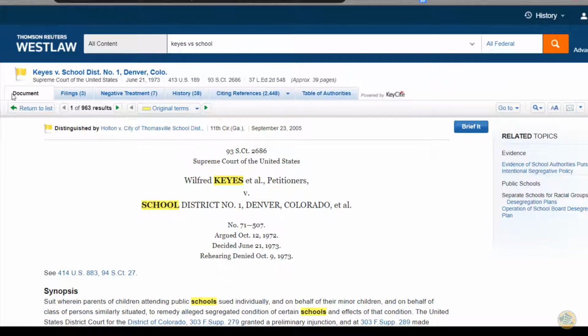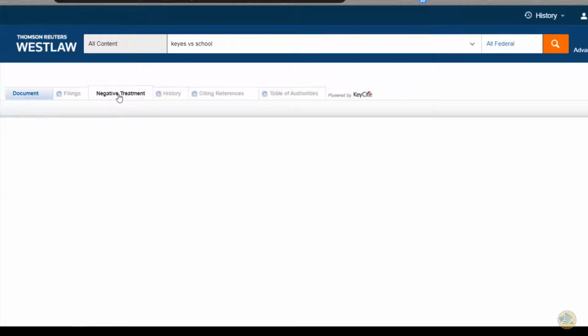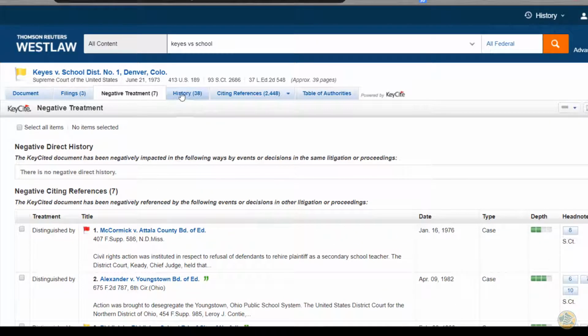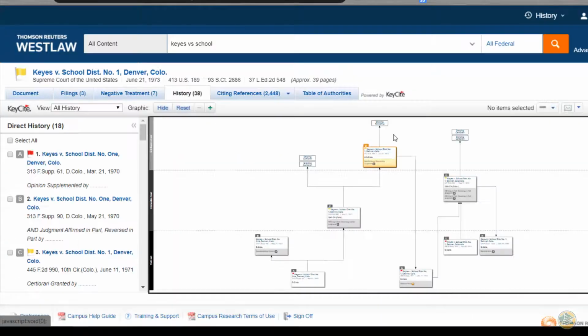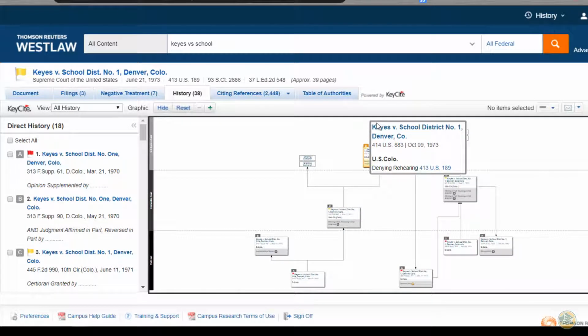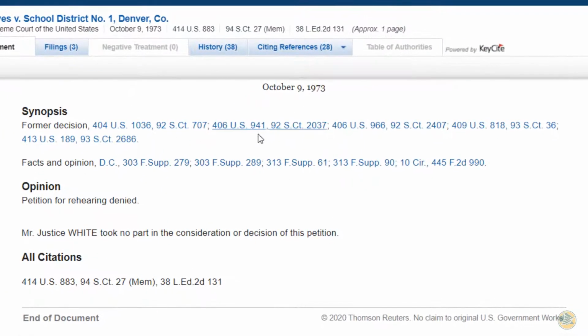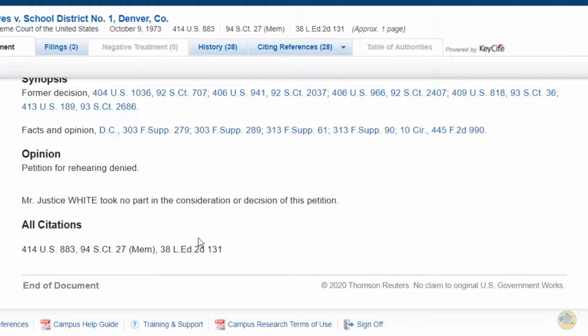Here are the numbers that you'll need when you're referencing this or looking up information about it. In the tabs, we have the actual document. Here are filings. Here are cases that had a negative effect on it, and you can see those here. The history is very important. I really like how the history is shown here, so we can see this is the very last thing that happened with this case. In the synopsis, it lists former decisions that were made, the opinion, and notice that the rehearing was denied. So this is basically the end of what happened with this case.